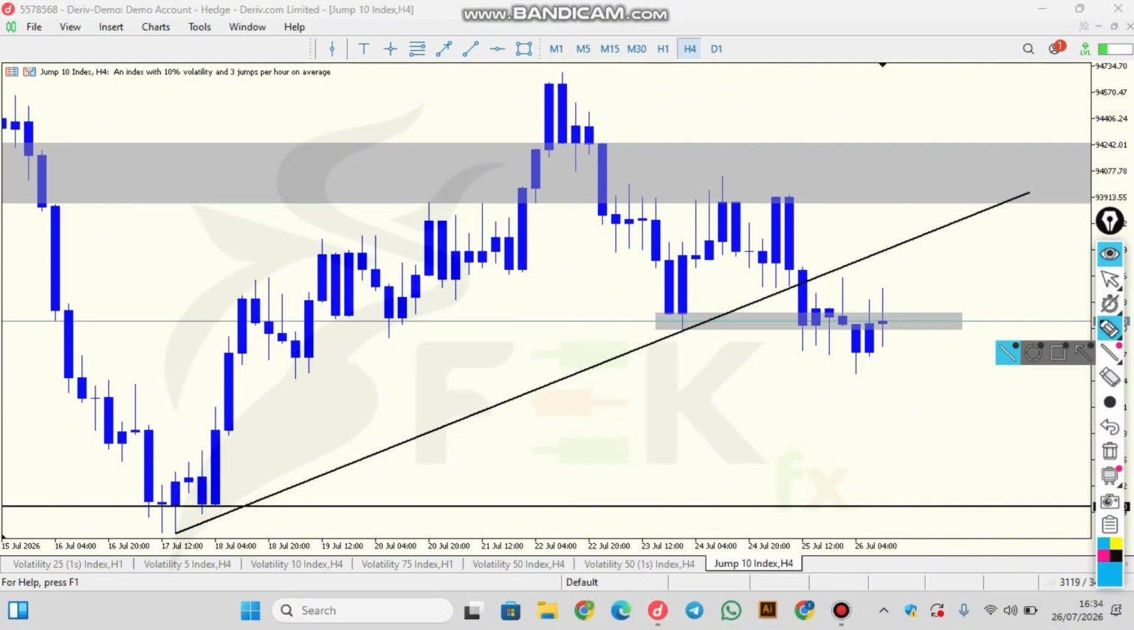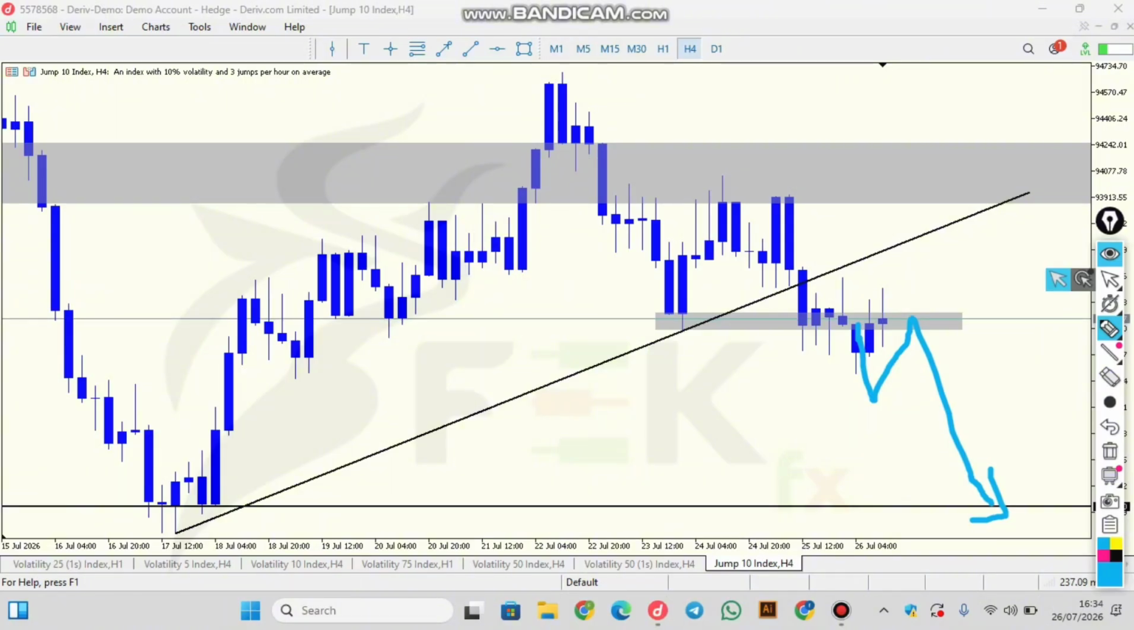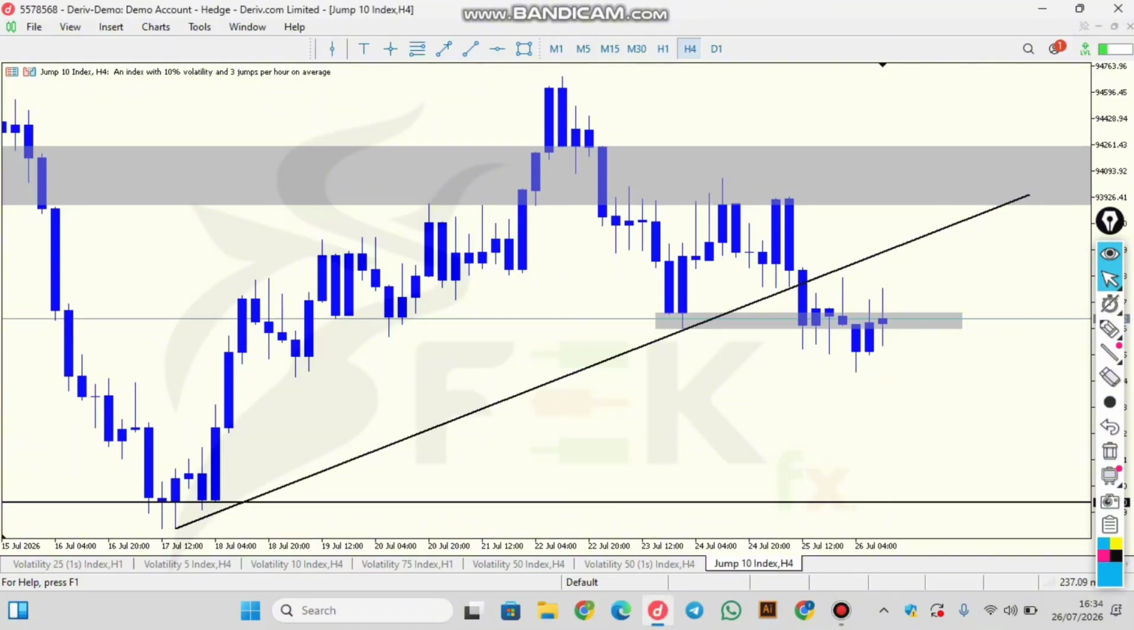So I'm looking for this market to break out properly. This is not a proper breakout. I'm not interested. Can you get it? I want the market to break out, retest, and then I'll be able to sell in peace and not in pieces. So I'm looking for a sell opportunity for Jump 10. These are the pairs on my list. I'll be looking forward to taking trades for this week.